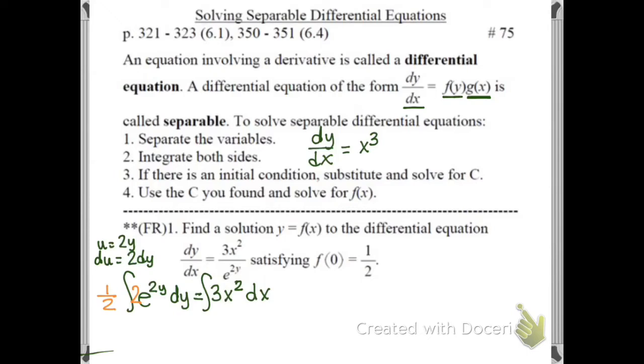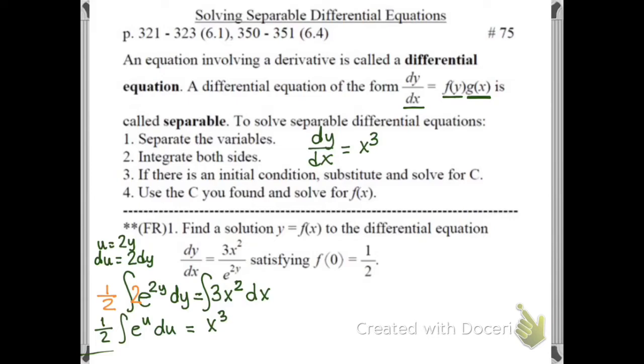Okay, so then let's go ahead and substitute. So we're going to have 1/2 the integral of e to the u du equal to, now on the right hand side we don't need to do substitution, so we can go ahead and just integrate using the power rule.